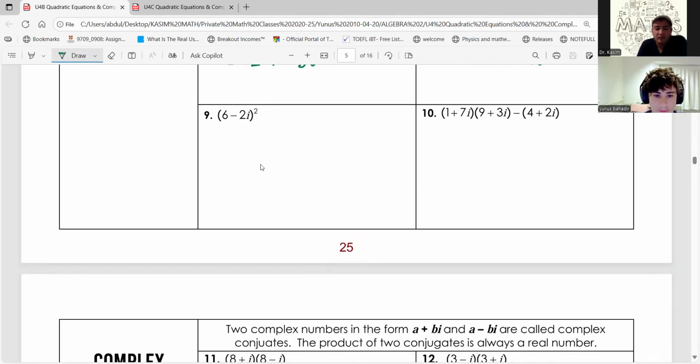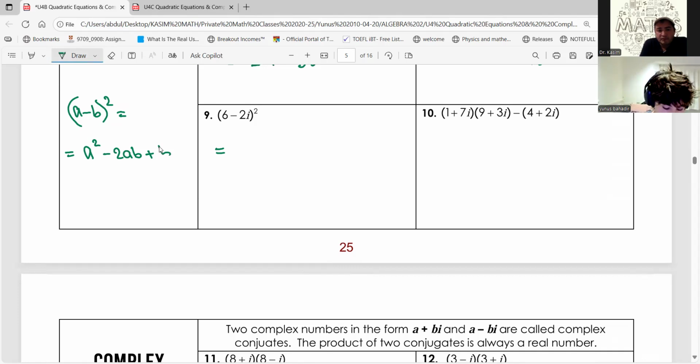Next, it's just 6 minus 4i, squared. You remember (a minus b) squared, Yunus? What is (a minus b) squared? a squared minus 2ab plus b squared. If it is plus, everything is plus. So 6 squared is 36.